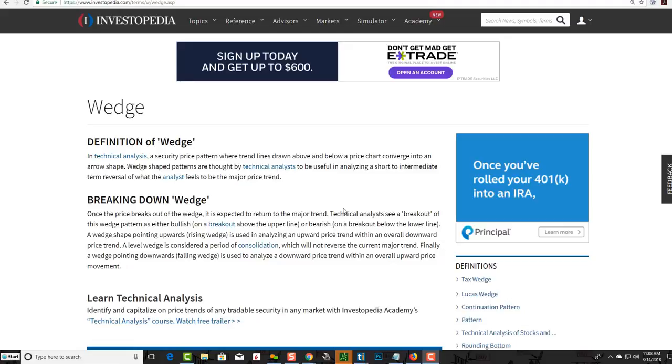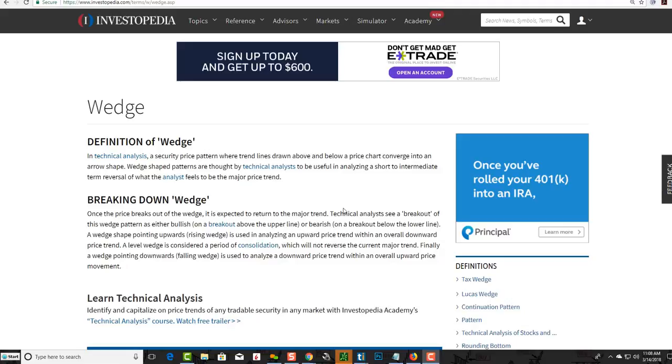Breaking down a wedge. Once the price breaks out of the wedge, it is expected to return to the major trend. Technical analysis analysts see a breakout of this wedge pattern as either bullish on a breakout above the major trend line or bearish on a breakout below the lower trend line. A wedge shape pointing upwards, rising wedge, is used in analyzing an upward price trend with an overall downward price trend. A level wedge is considered a period of consolidation which will not reverse the current major trend.